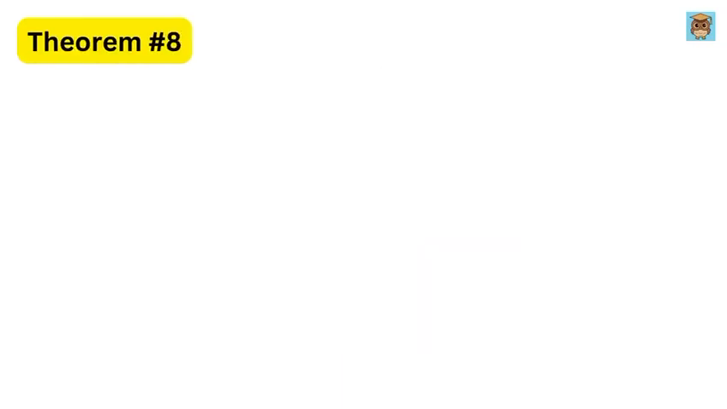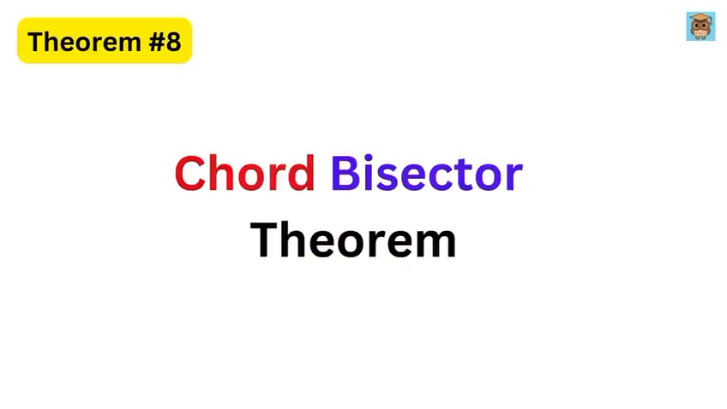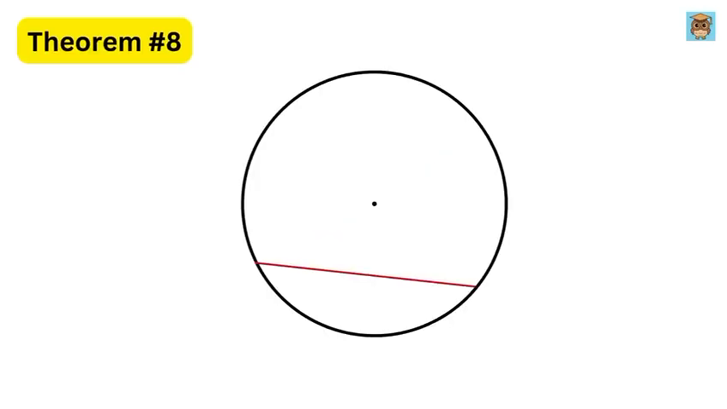Now, Theorem 8, chord bisector theorem. This means that if we draw a line that is both perpendicular to a chord and divides it into two equal parts, then that line must pass through the center of the circle.